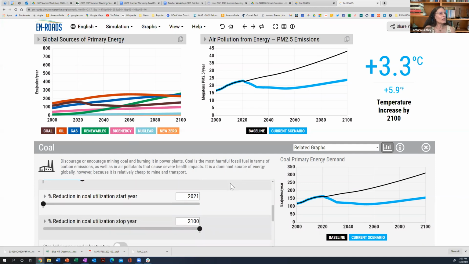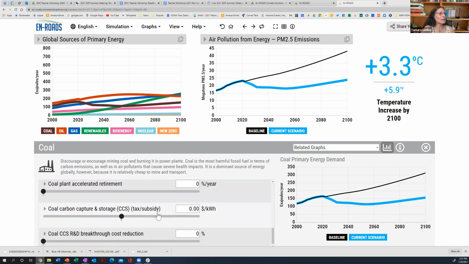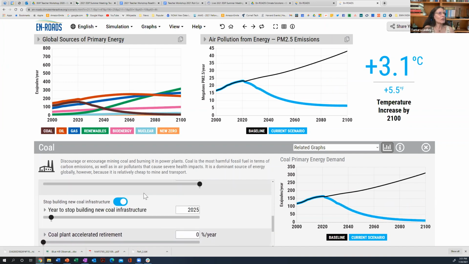The other one that you can change is stopping building new coal infrastructure. This means that coal companies have very expensive plants and they have a 30-year lifetime. And so even if you implement zero carbon sources of energy, these plants are still going to be running until they have to be retired. So in here, you can accelerate plant retirement. You can have different ways of doing it, but you can also stop building new coal infrastructure. And you can see the tremendous impact that that has.